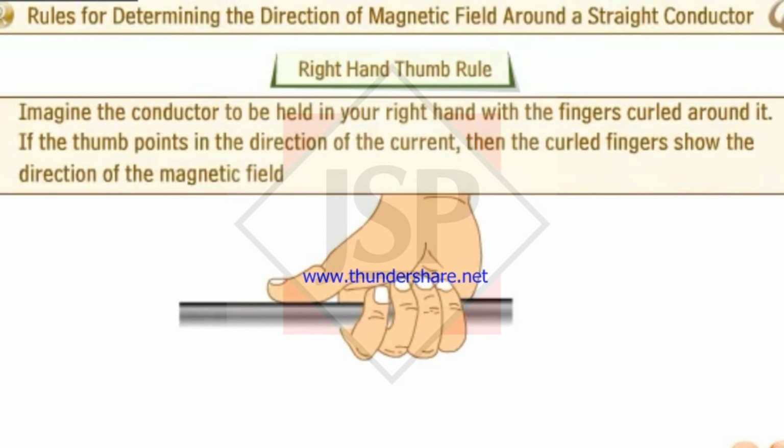Right hand thumb rule. Imagine the conductor to be held in your right hand with the fingers curled around it. If the thumb points in the direction of the current, then the curled fingers show the direction of the magnetic field.